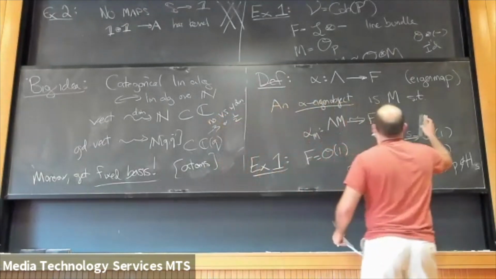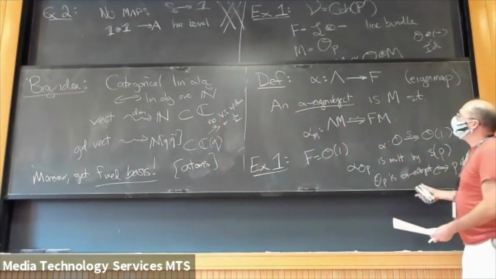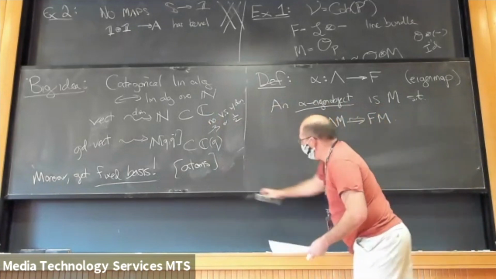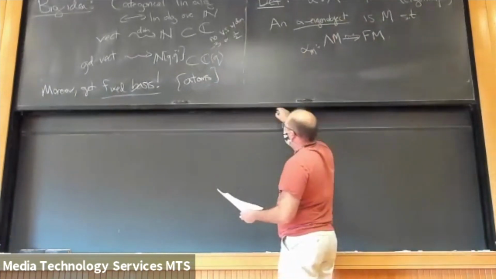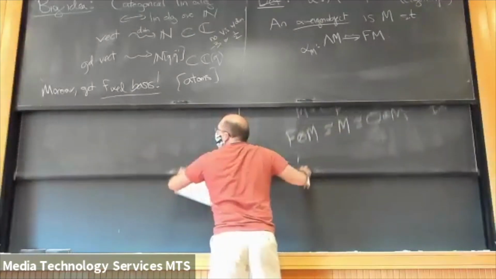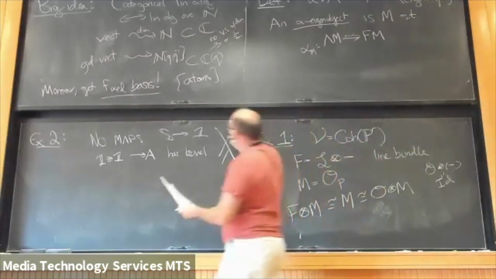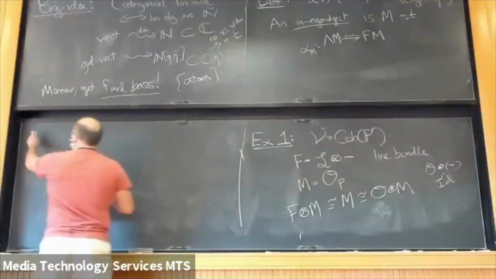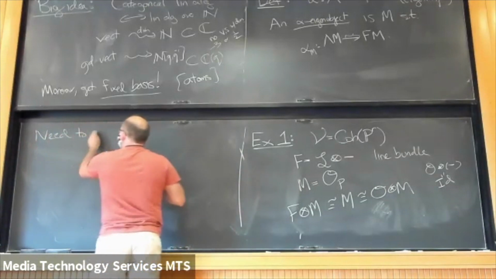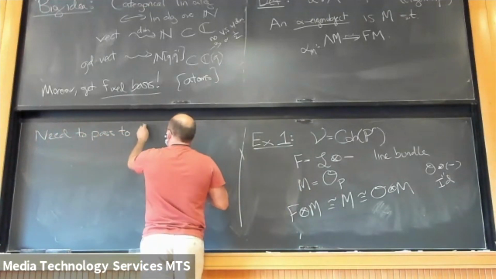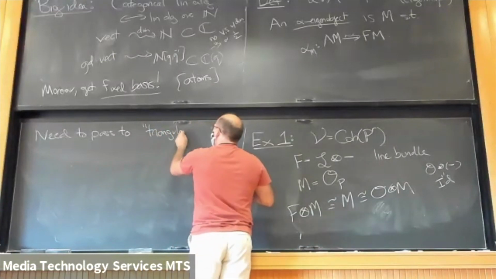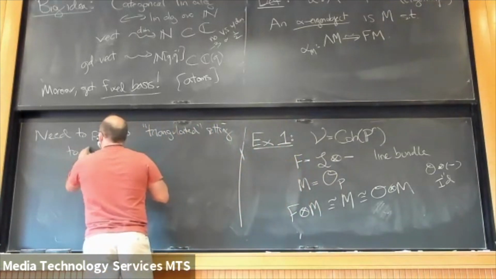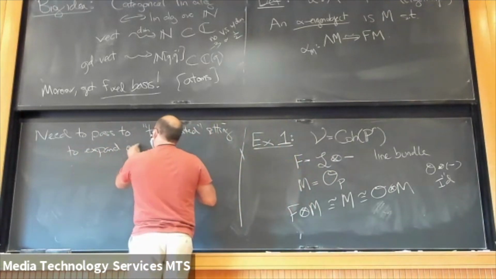And changes of basis are something that you can think of as being really hard. Maybe I'll keep this definition up for a second. Change of basis is something that's really hard when you're doing categorification. But there's one more important tool that we have. We need to pass to the so-called triangulated setting to expand our scalars.